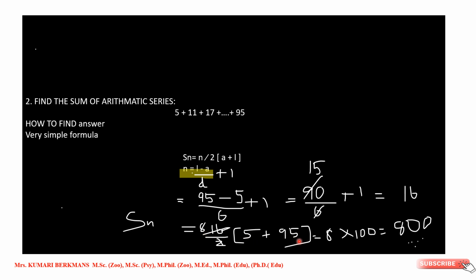5 plus 95 is 100. So 8 into 100 is 800. So the answer for this question, find the sum of the arithmetic series, is 800. I hope you could understand.